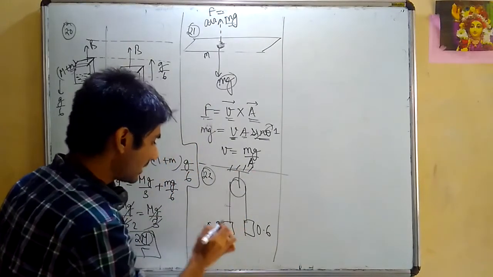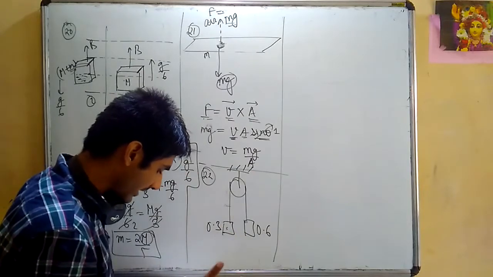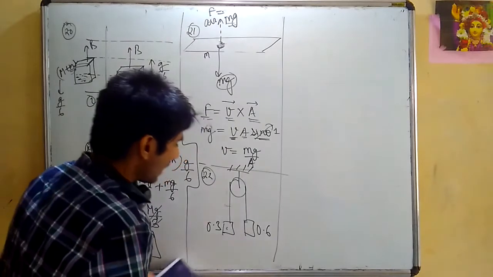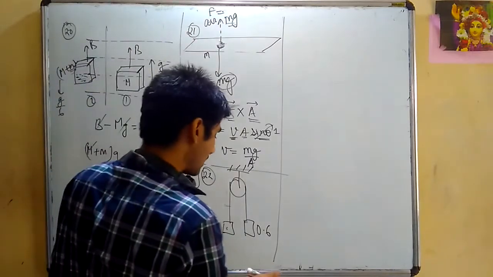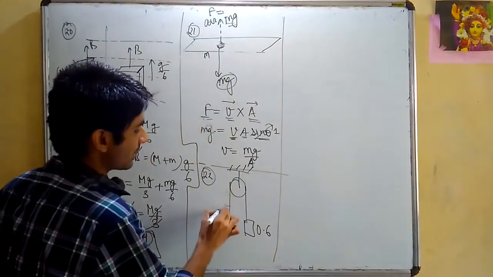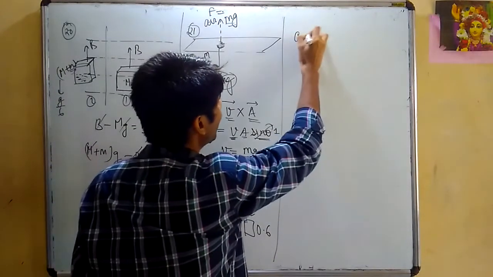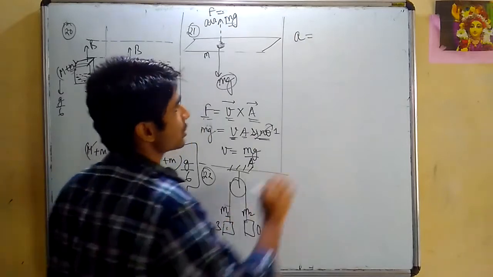Find the distance traveled by the first block in 2 seconds. Find the tension and the force. Everything we'll find out. You can write down the equations as well, but there is one shortcut. For example, this is M1 and this is M2. So the shortcut to find out the acceleration of an Atwood machine.